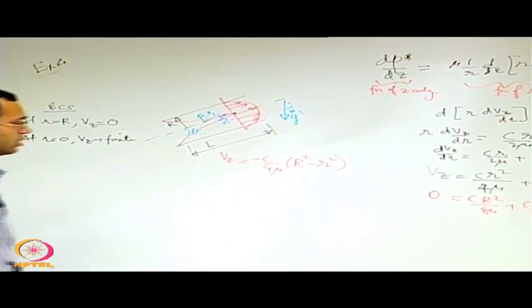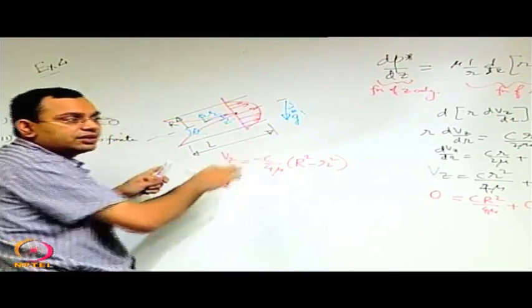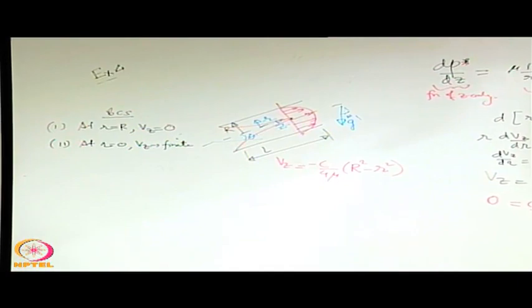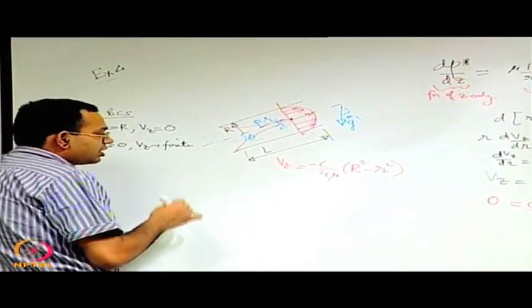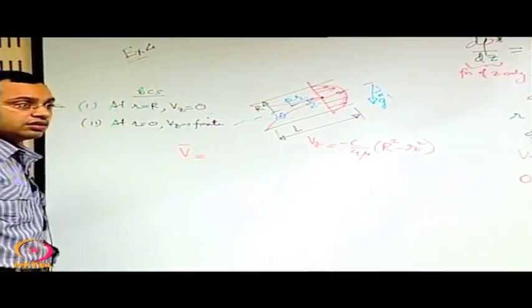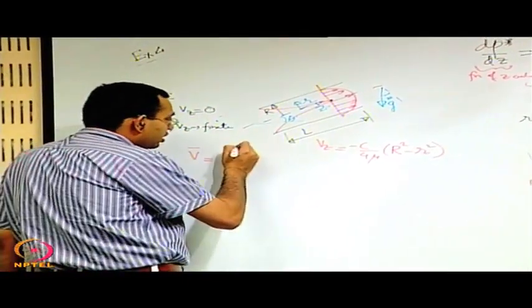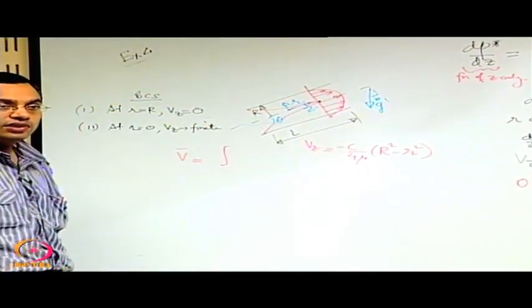Now you may express C in terms of the average velocity, what we did for the plane Poiseuille flow. For the Hagen-Poiseuille flow also the same thing is valid. So what is the average velocity? V average, it is integral of Vz over the area of cross section divided by the area of cross section.